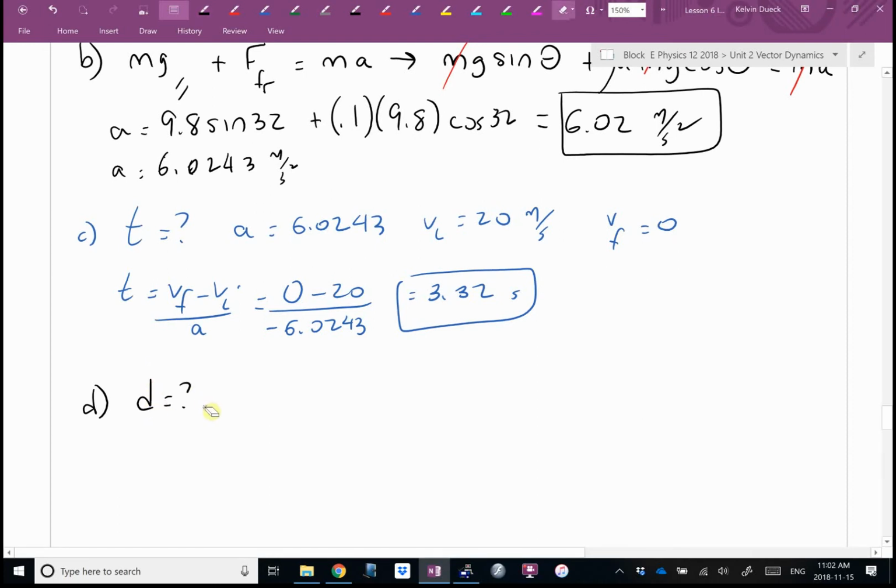Can I get to D using A, VI, and VF? Yeah. I could also use this time value and use D equals VIT plus a half AT squared. No matter what, we're going to be using something to find something. We're at that stage now where there's just no workaround. So I'll be honest, I would probably choose to go with the laziest method. I might use D equals VIT plus a half AT squared.